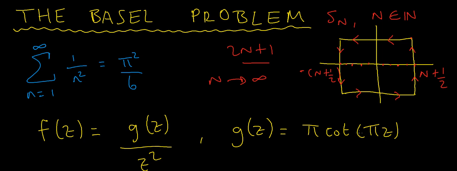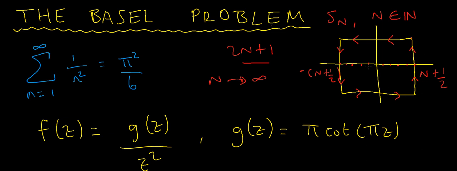with this function pi cotangent pi z, and I integrated f over the boundary of this square. And in this case, this was a square of side length 2N plus 1, and it crossed the real axis at these 2 points here, and I wanted to let N go to infinity. And basically I found that the poles of this function f were precisely the integers. So when I let N go to infinity, this square is going to encompass basically all the integers along the real line, including that at z equals 0.